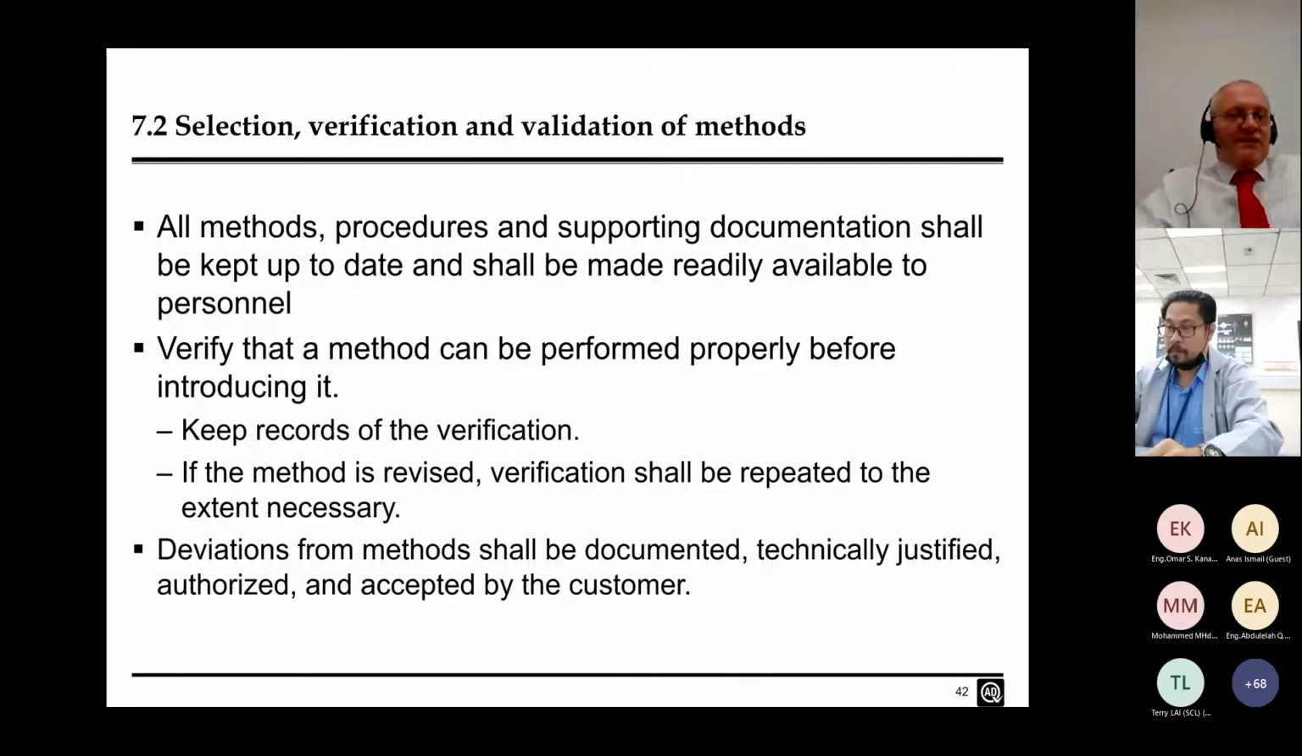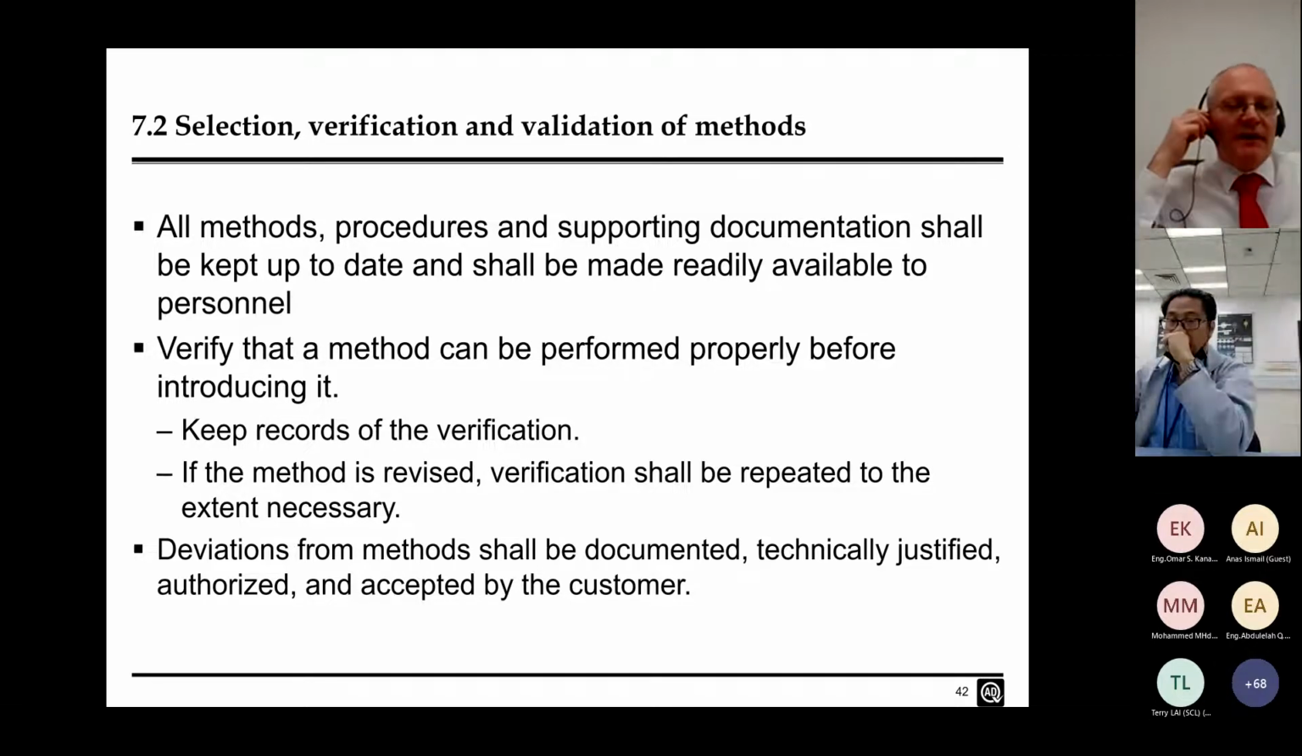You need to keep your methods, your procedures, and your supporting documentation up to date, and make sure they're readily available to your personnel. If you're in the laboratory doing the work, you need to have access to your procedures. Before you start using a method, you need to verify that you can perform it properly, and keep records of that verification. And if the method is revised, for example an international standard, then you have to repeat the verification to the extent necessary.